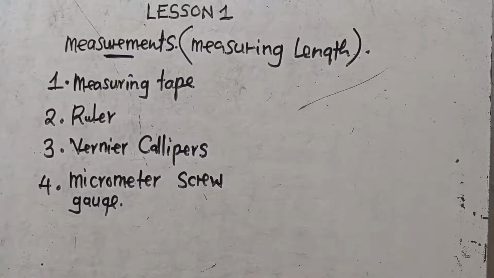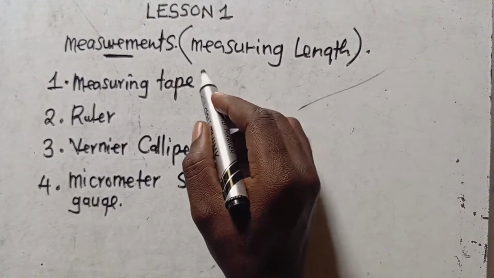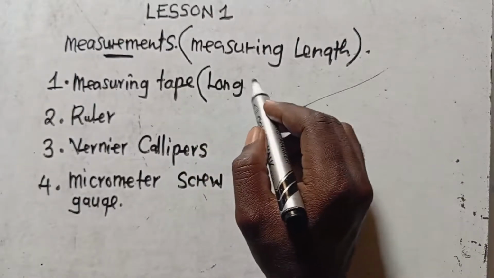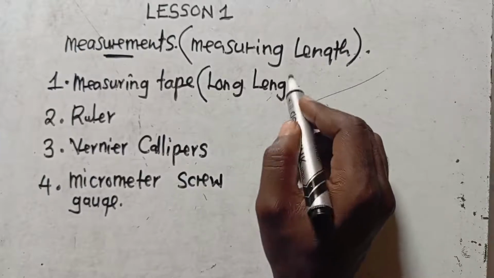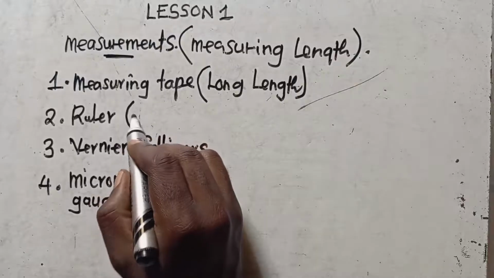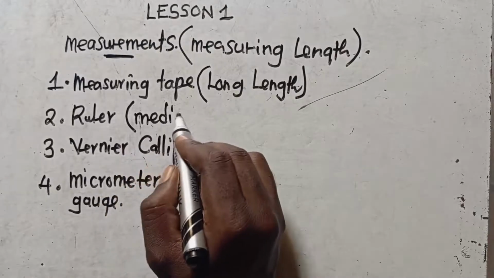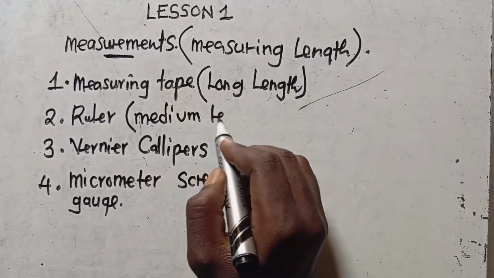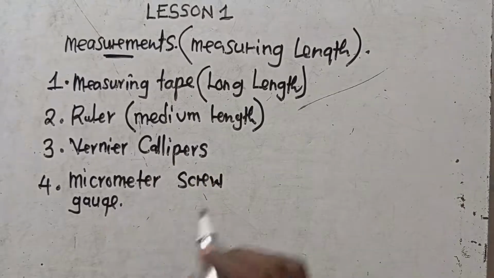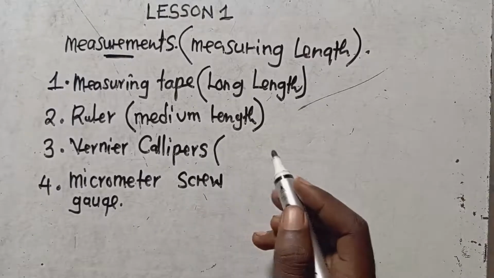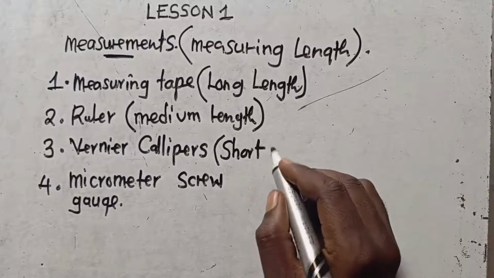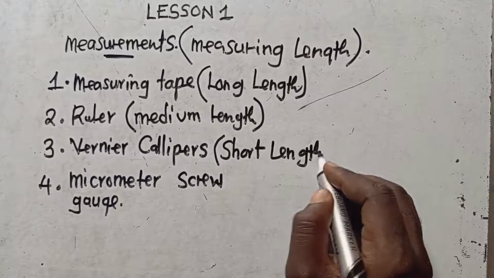This instrument, the measuring tape, is used if we want to measure long length, like this. The ruler is used if we want to measure medium length. Medium length, this is what you need to use. We use a ruler. We now go to a vernier caliper. This one is used to measure short length. So say short what? Short length.